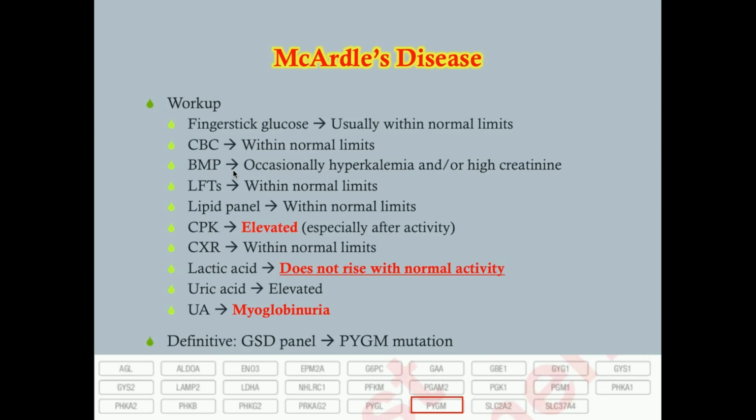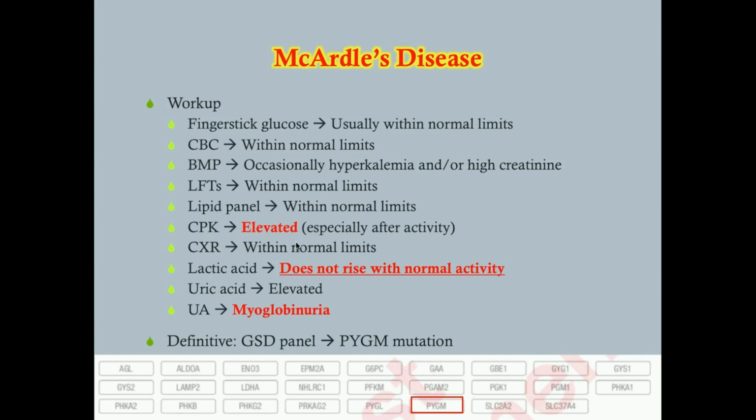CBC will be normal. BMP, variable. Why variable? Because they can have acute renal failure. They can have rhabdomyolysis. Lots of different things that can go on kidney-wise. So their BMP can be disturbed. Liver function tests, not a problem with the liver. McArdle's starts with M. McArdle's is a disease of the muscle. Muscle starts with M. That's how you remember it compared to the other one we're going to talk about next.